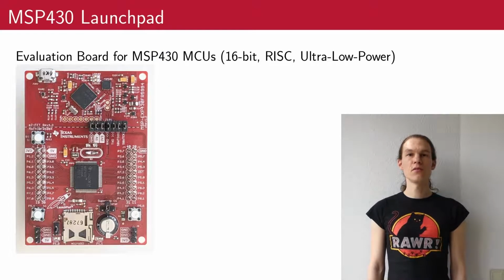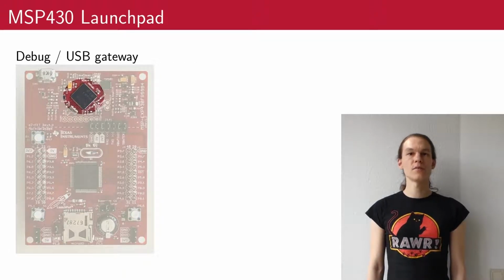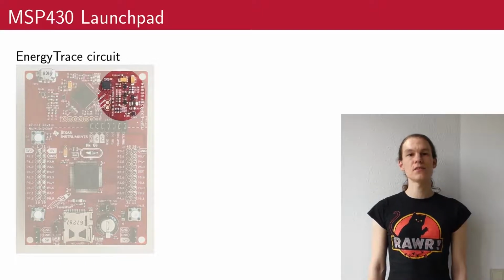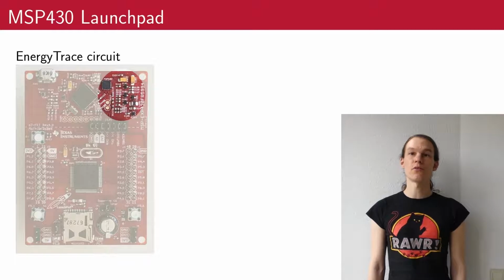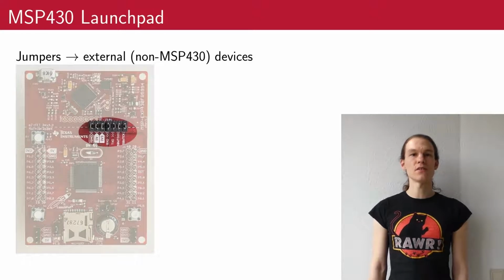The MSP430 Launchpad is an evaluation board for MSP430 microcontrollers that's been around for a few years already. It consists of a target microcontroller with GPIOs and LEDs, a debug interface for programming, debugging, and USB to UART conversion, and an EnergyTrace circuit which measures the energy consumption of both target microcontroller and all connected peripherals. There's also a set of jumpers, so it's possible to measure the energy consumption of external devices as well.